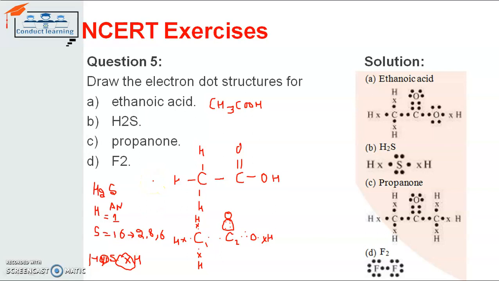For the next one, here is propane. In propane, there are three carbon atoms. Propane, that means to say for prop there are three carbon atoms. So that's why I will write down C3 here. And for propane, there should be 8 hydrogen atoms.